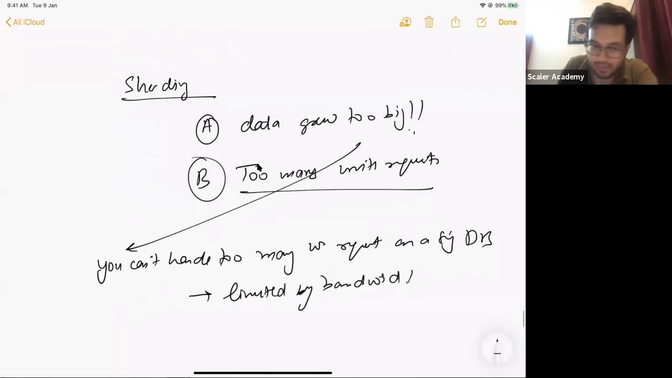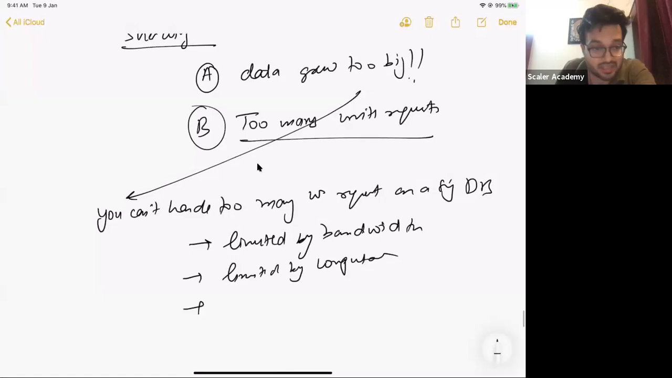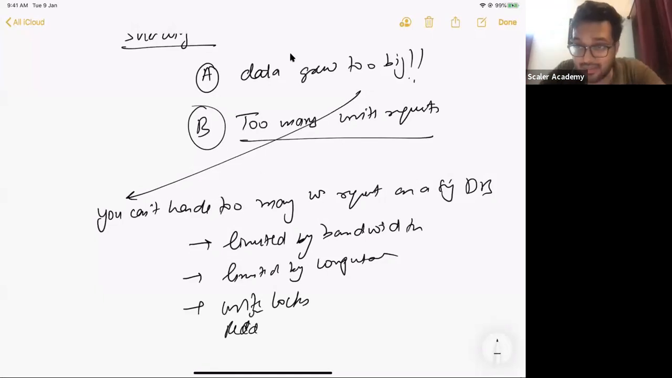Guys, if anything does not make sense, please let me know. The second would be that it would be limited by computation. Third, just because you're writing something, and for some guarantees you would be taking write logs, it would also be limited by the write logs that you are taking. Not even the write logs, the read logs also. Write or read logs that you are taking. Does that make sense to everybody?